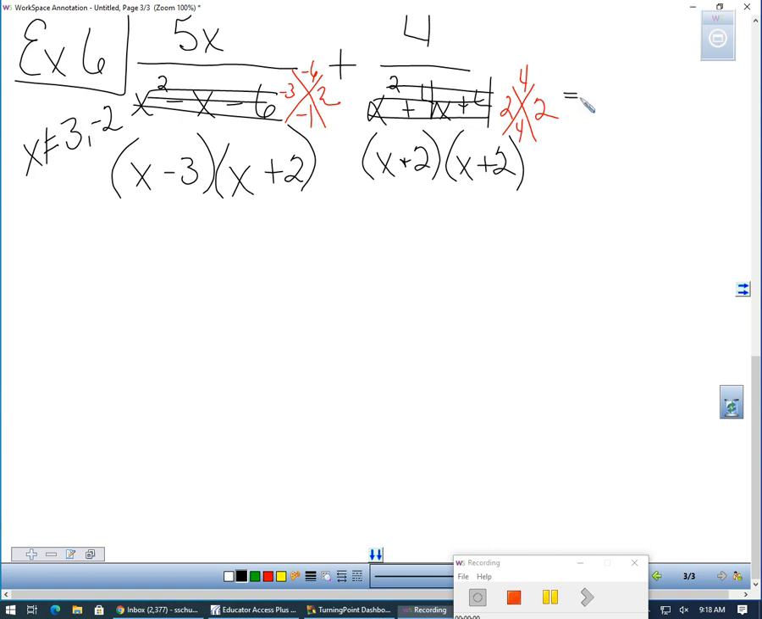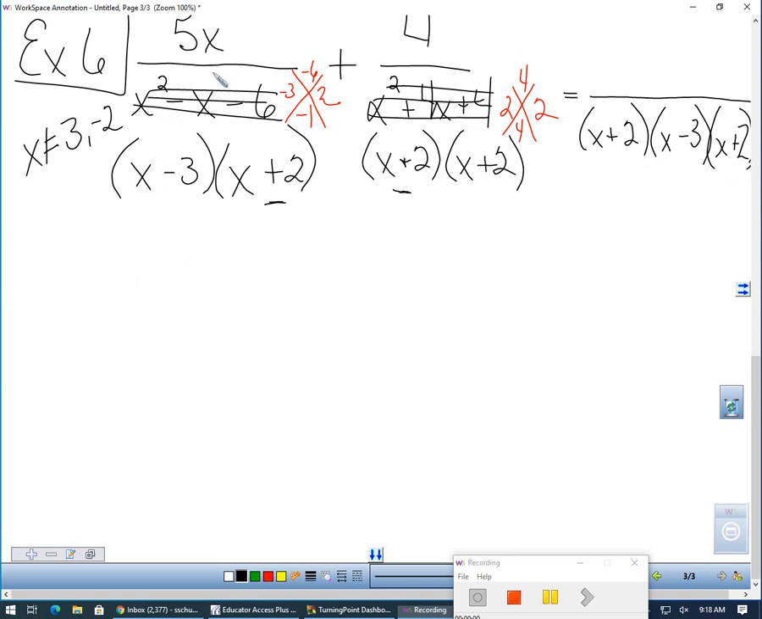Now we look for our common denominator. All right, in our common denominator, we have x plus 2 in both. I'm going to include that one. So I've taken care of one of each of those. Now anything that's not repeated, I have to put in both of them. So I have an x minus 3, and I have this x plus 2, one more of them. All right.